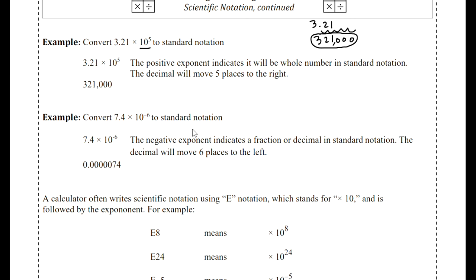The next example, we have a very small number, 7.4 times 10 to the negative 6. So that means we're going to be making 7.4 smaller, right? 7.4 is a large number relative to 7.4 times 10 to the negative 6. So to make it smaller, we're going to move that decimal point 6 places to the left. So we get 1, 2, 3, 4, 5, 6. So 0.0000074.